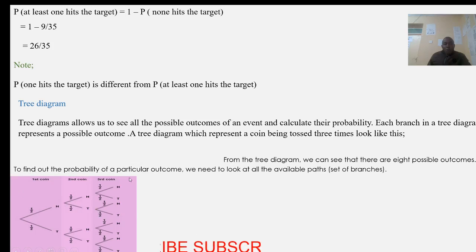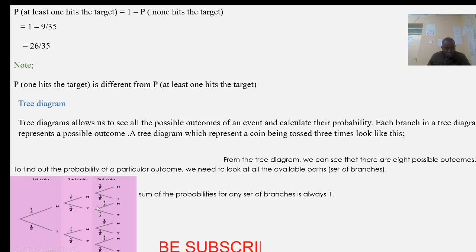To find out the probability of a particular outcome, we need to look at all the available paths. We call them sets of branches. Now, the sum of the probabilities for any set of branches is always 1. So the sum of this branch is 1, this branch is always 1, this branch is always 1. Even if we had 3 branches, if you add all of this, it must give you 1.